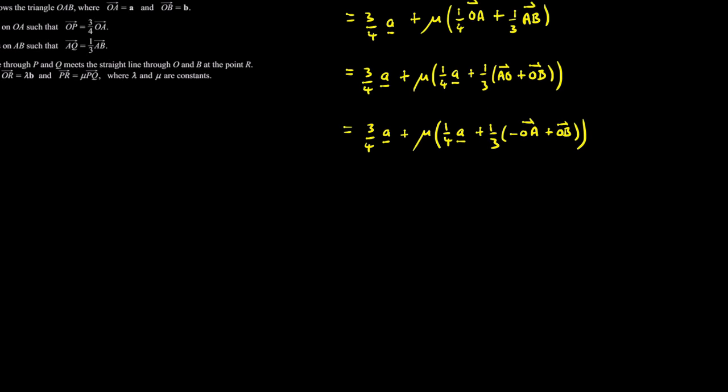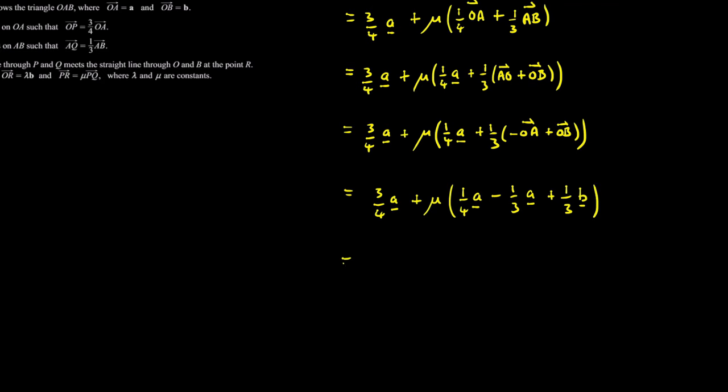So now everything is pretty much set up. So I'm just going to replace the vectors OA and OB with little a and little b. So I've got 3/4 of little a plus mu lots of 1/4 of little a minus a third of little a plus, beg your pardon, expanding wrong, a third of little b.